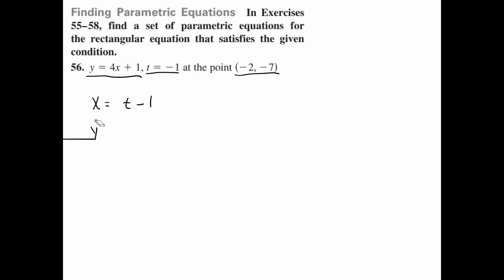But now the y is 4 times the x, so 4 times the t minus 1 plus 1. So this is 4t minus 4 plus 1, which is 4t minus 3. And so now when I put in the -1, 4 times -1 is -4 minus 3 is -7. So this is the correct parametrization that makes it so that when t equals -1, we get the point -2, -7.